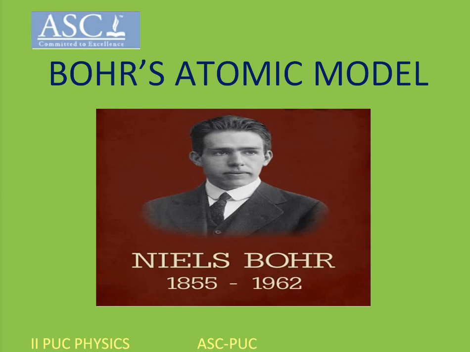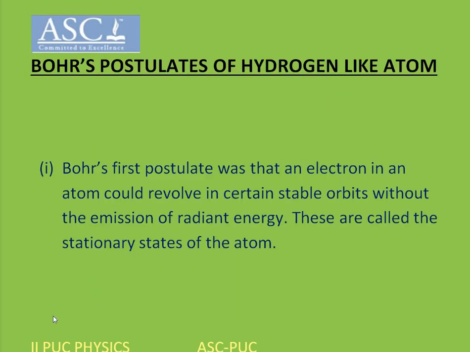They are as follows. Bohr's first postulate was that an electron in an atom could revolve in certain stable orbits without the emission of radiant energy. These are called the stationary states of the atom. This is in contrary to the predictions of electromagnetic theory. According to this postulate, each atom has certain definite stable states in which it can exist, and each possible state has definite total energy. This is nothing but quantization of energy of an electron inside the atom.